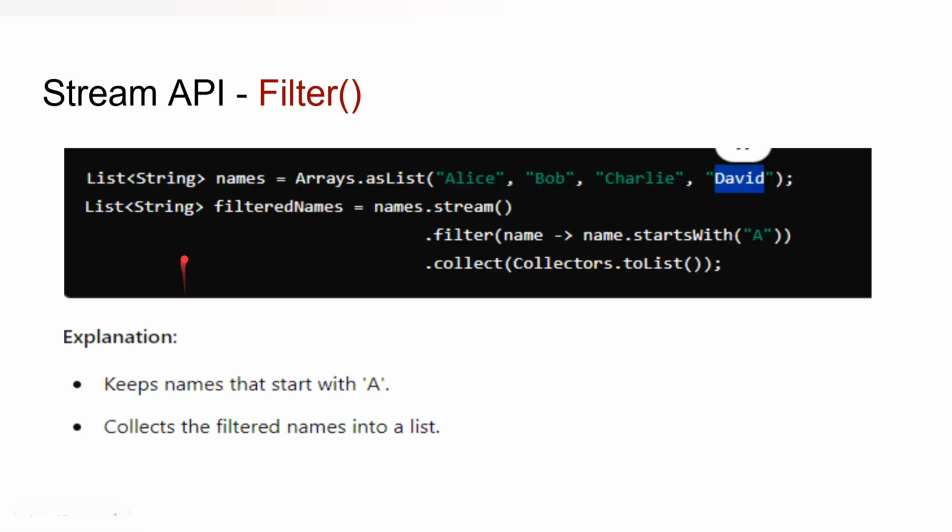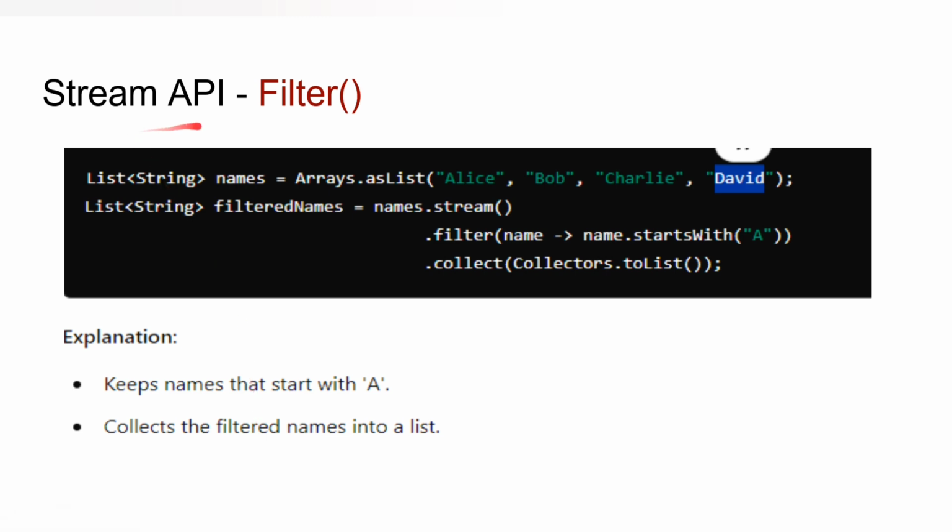Here you can see we have a list which consists of names of string data type. This is our list having these values: Alice, Bob, Charlie, and David. What we want to do is keep the names that start with A and collect them inside a new list.